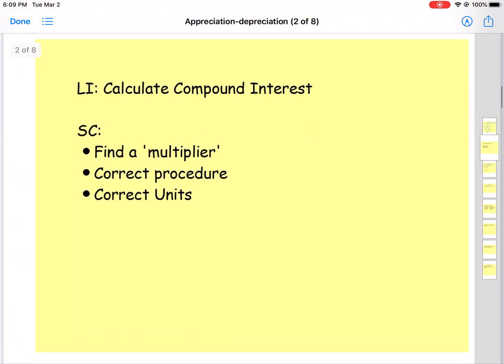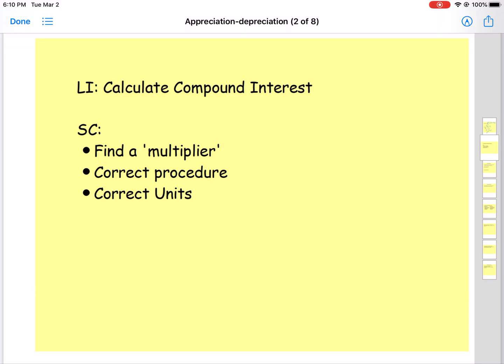Right, let's have a look then at our calculations for today. So we're looking to calculate compound interest and then move on to appreciation and depreciation questions. It's the same sort of skills that we'll be using as we look at the questions we do today, okay?